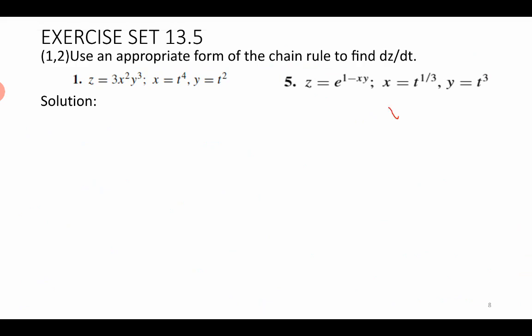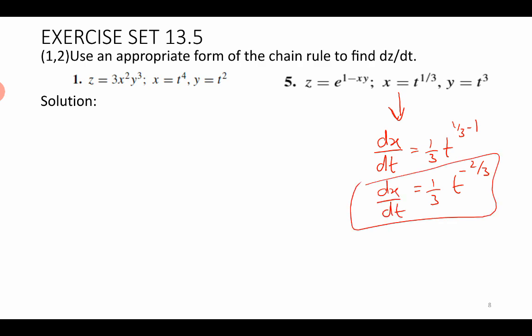From x we will find dx over dt, which is 1 over 3 t to the power 1 over 3 minus 1, which is 1 over 3 t to the power negative 2 over 3. This is dx over dt. Another result, call it a. And when you differentiate y with respect to t, dy over dt, it is 3t square.